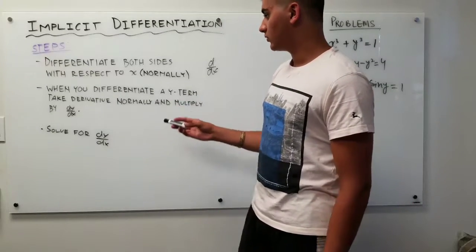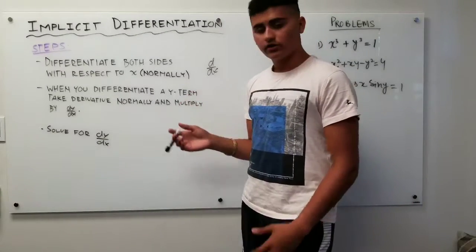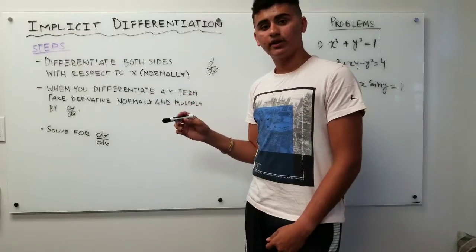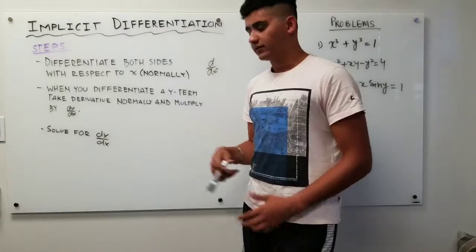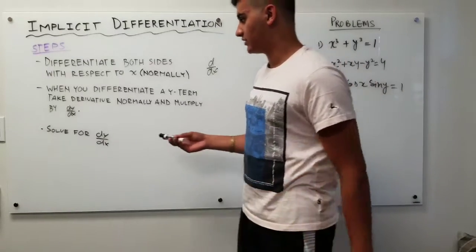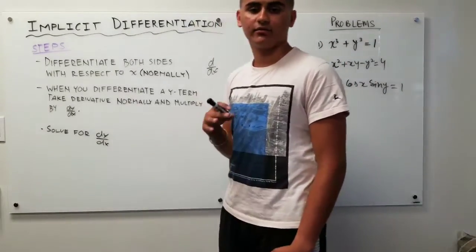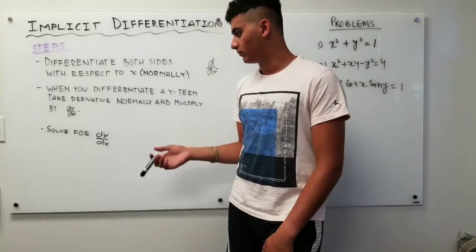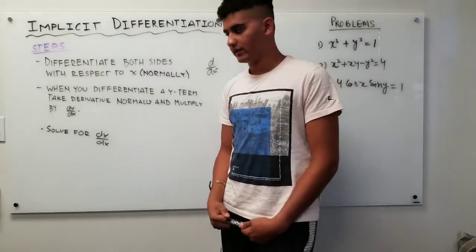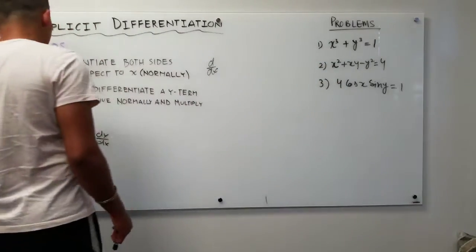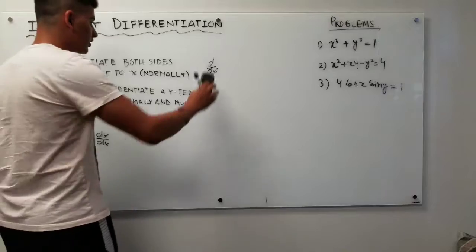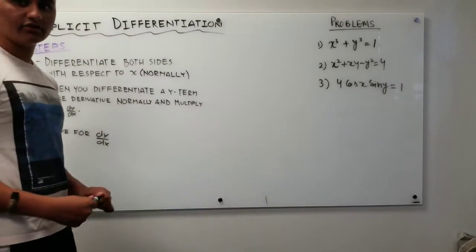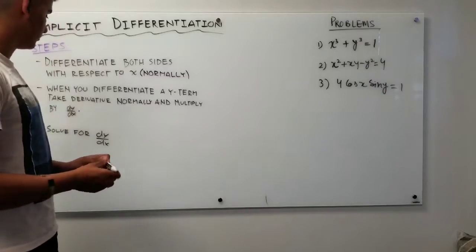Step number 2: when you differentiate a y term, you take the derivative of it normally, but at the end, you multiply by dy dx. That's pretty simple, but it's something a lot of people forget to do, and it can mess up the problem. The last step is to solve for dy dx. I know the steps don't always make sense to some people, so let's head into some problems and hopefully you'll get an understanding of how to actually do them.